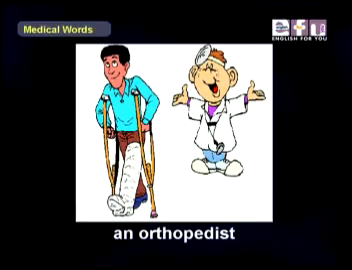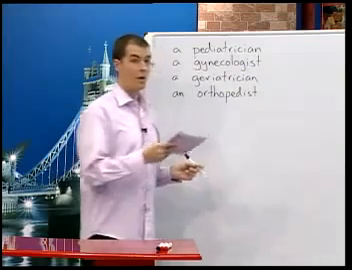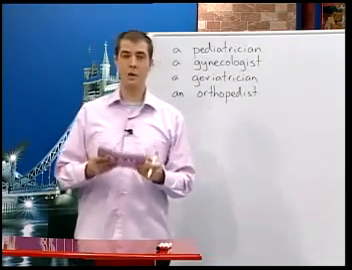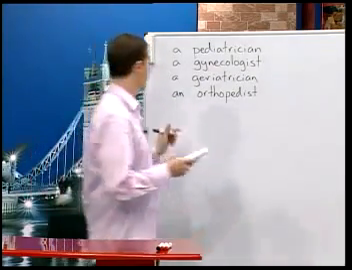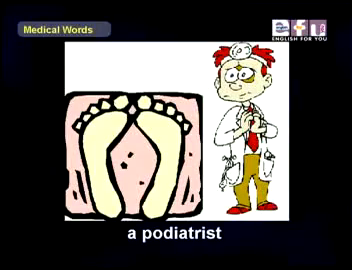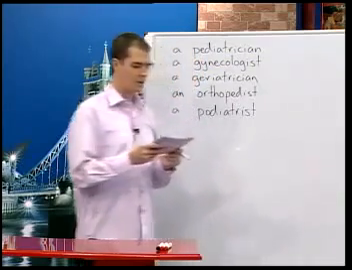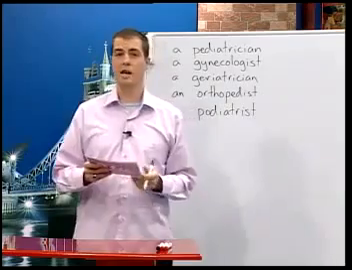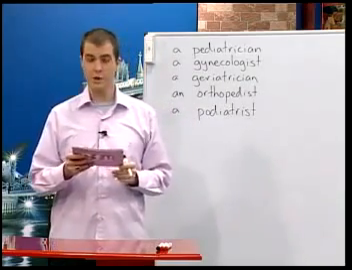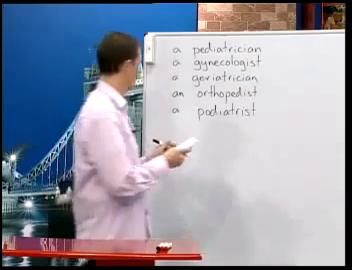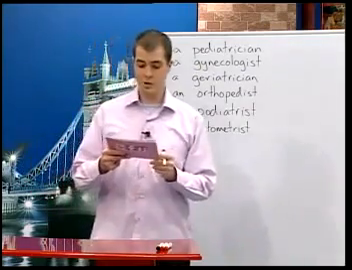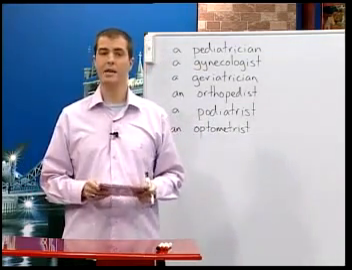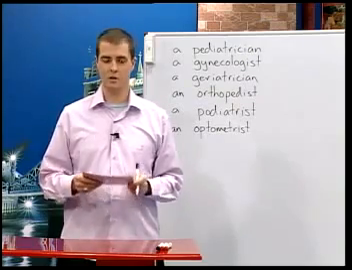Another one now. An orthopedist is a doctor who provides treatment for problems affecting the bones and the muscles. We have another one now, a podiatrist. Interesting job. A podiatrist is a doctor who looks after people's feet and treats foot diseases. Next, an optometrist is a person who tests people's eyes and orders glasses for them, like an eye doctor.